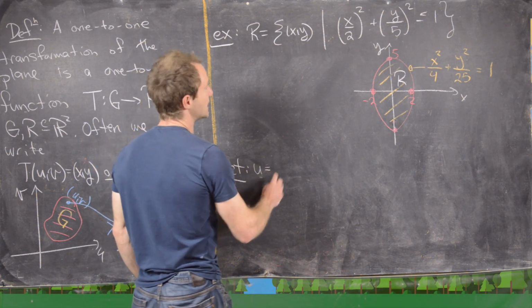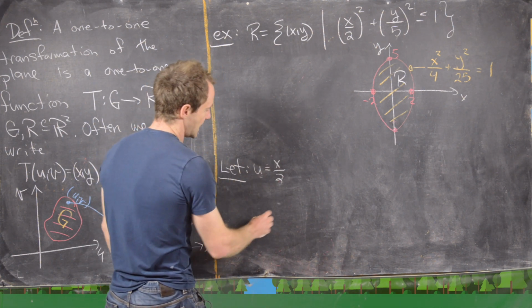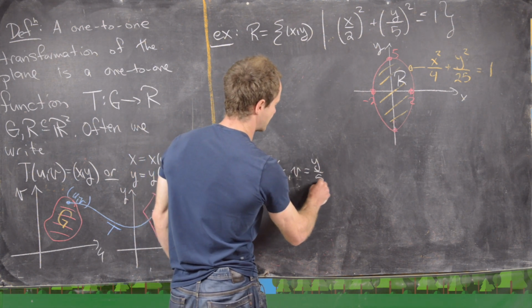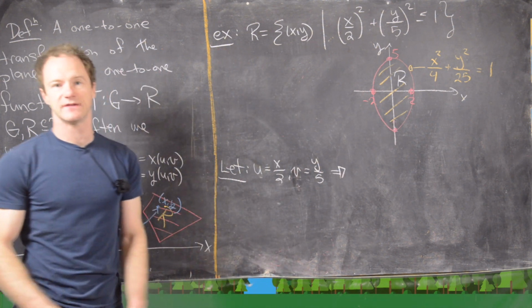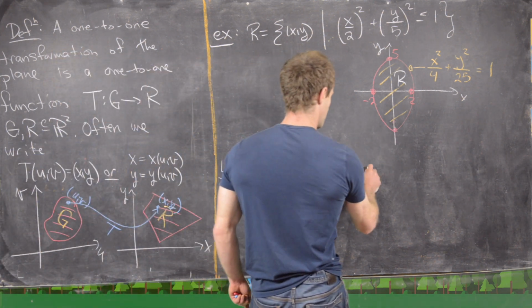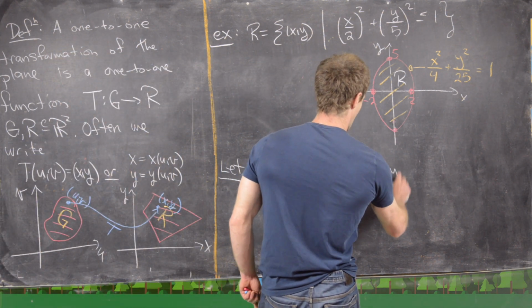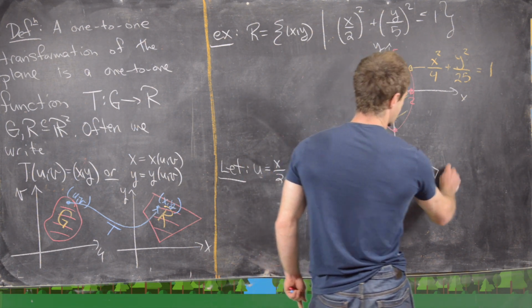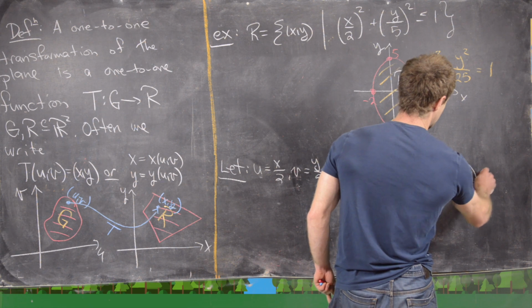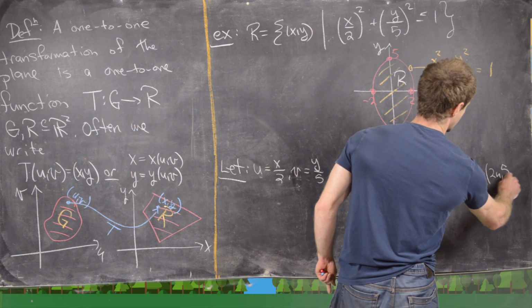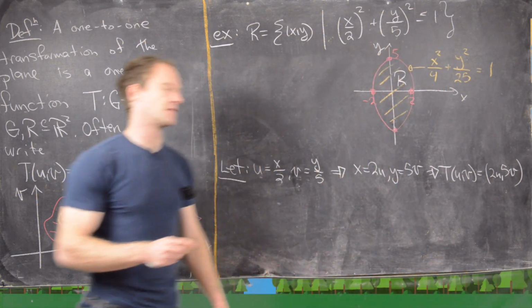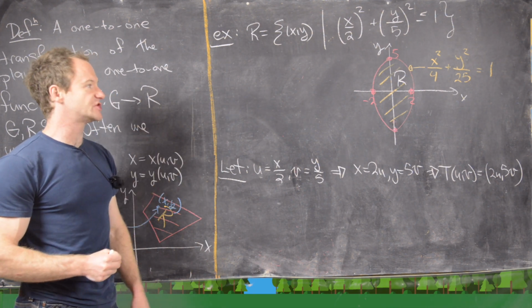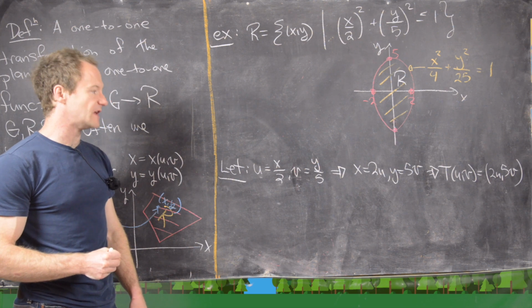So we'll let u equal x over 2, and then v equals y over 5. So notice that's going to give us x equals 2u and y equals 5v, which means our transformation T takes (u, v) to (2u, 5v). So that's our transformation here. Okay, great. Now let's see what that region looks like over here in the UV plane.